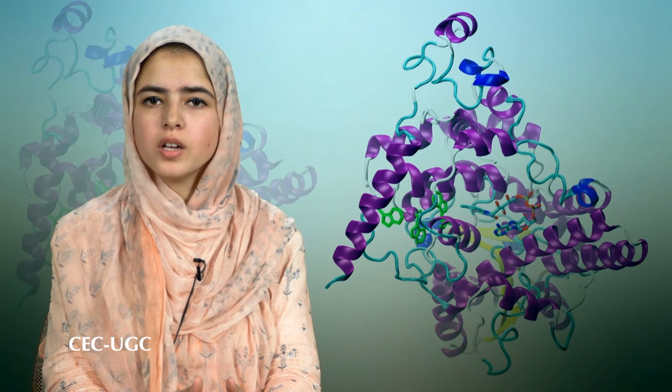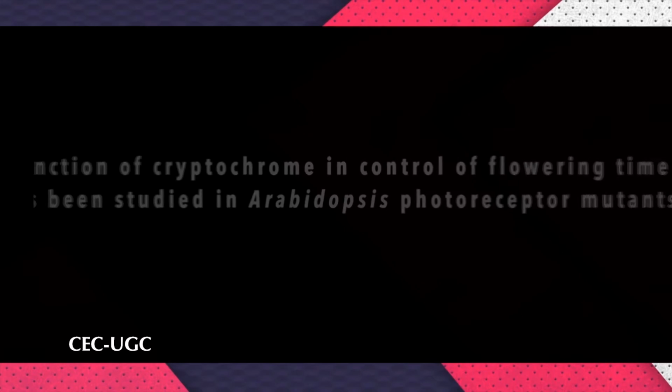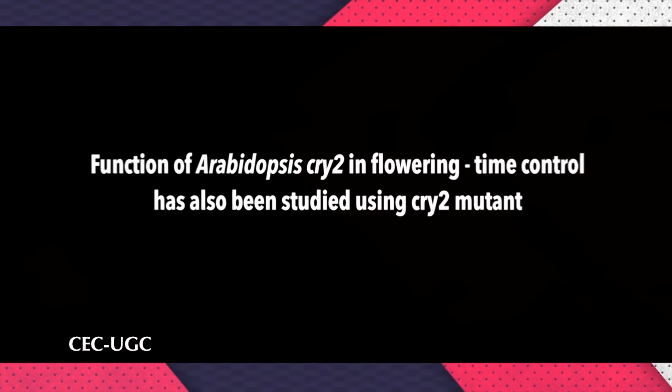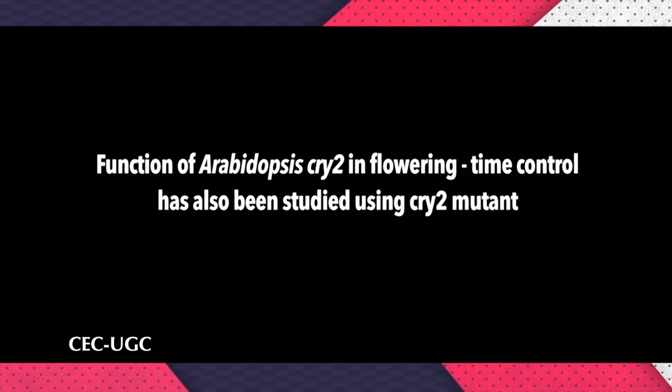Although it is well known that phytochromes are major photoreceptors regulating flowering time, a role for cryptochrome in photoperiodic response has been shown recently. The function of cryptochrome in the flowering time has been studied in Arabidopsis photoreceptor mutants. The role of Arabidopsis CRY1 in promoting floral initiation has been demonstrated by studies showing CRY1 mutants flowered later than the wild type in various light conditions. The function of Arabidopsis CRY2 in flowering time control has also been studied using the CRY2 mutant.